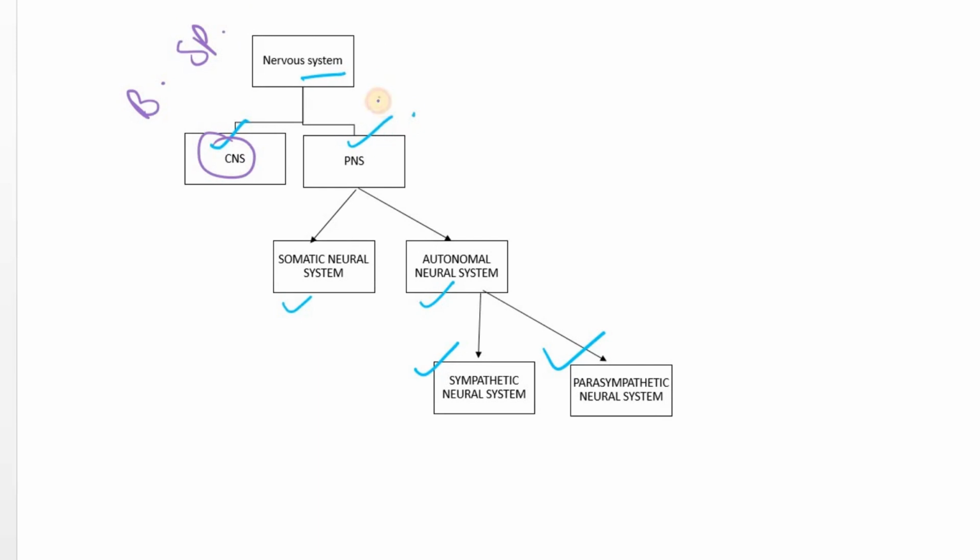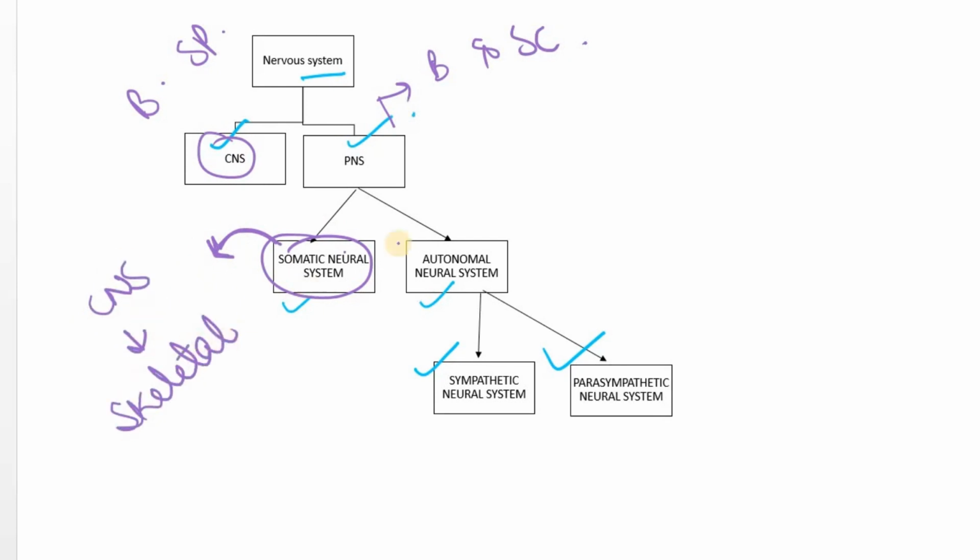PNS includes all the nerves associated with the brain and spinal cord of our body. Somatic neural system helps in the transfer of impulse from the CNS to the skeletal muscles or the voluntary muscles of our body. And autonomic neural system helps in the transfer of impulse from the CNS to the involuntary muscles of our body.